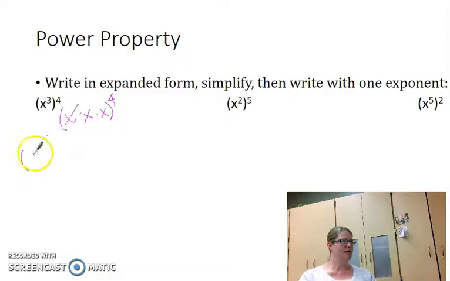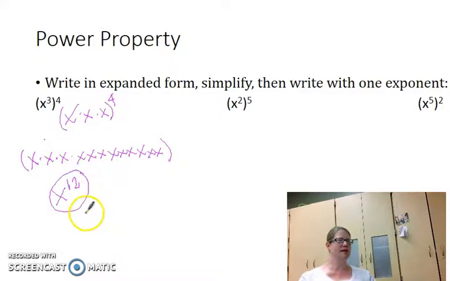Okay, so another way to think about that. Well, let's just write those out. So I have 3 x's 1 time, and then 2 times, 3 times, and 4 times. So if I take 3 x's and multiply them by themselves 4 times, that's going to give me 1, 2, 3, 4, 5, 6, 7, 8, 9, 10, 11, 12. So if I wrote that as a single exponent, that's x to the 12th power.